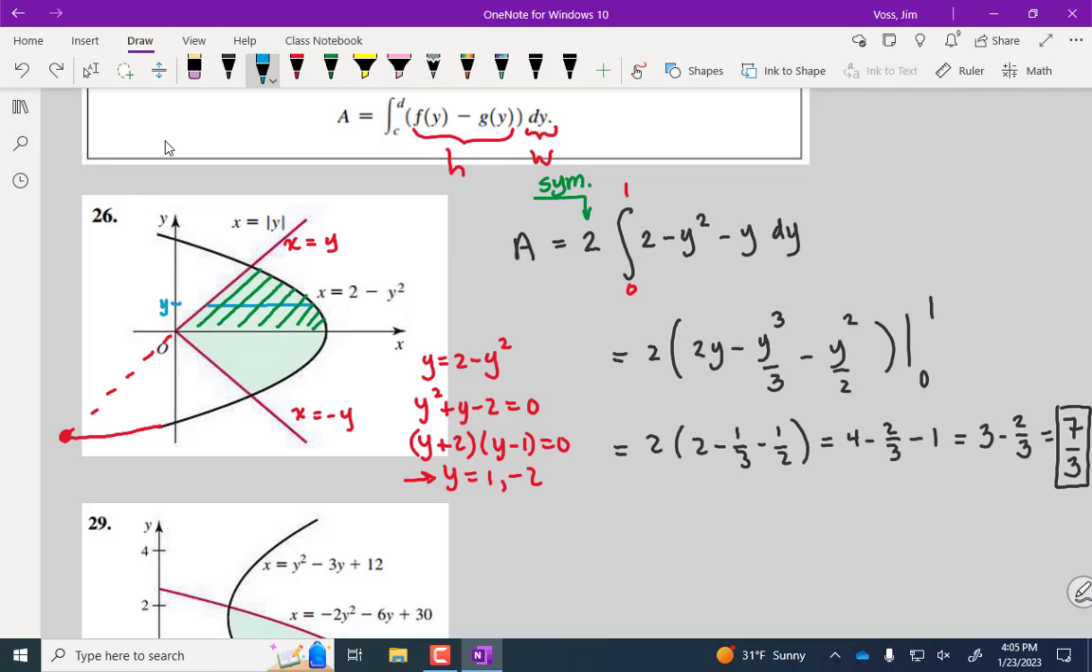So how do you determine which one is right and which one is left if you don't have a graph in front of you? That's why we always draw the graph. You want to draw the graph because it's not necessarily obvious.